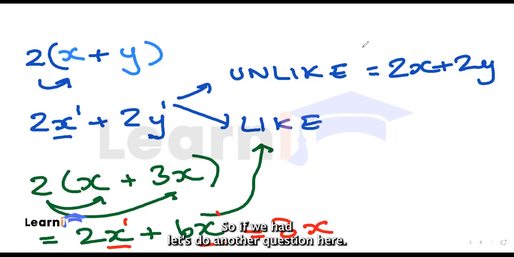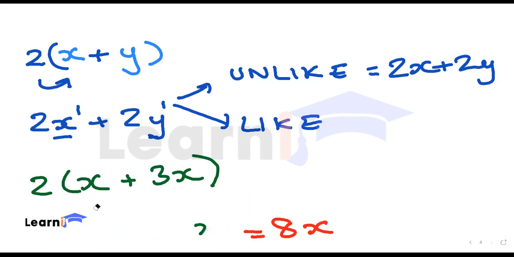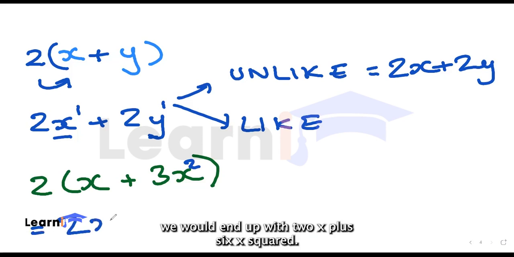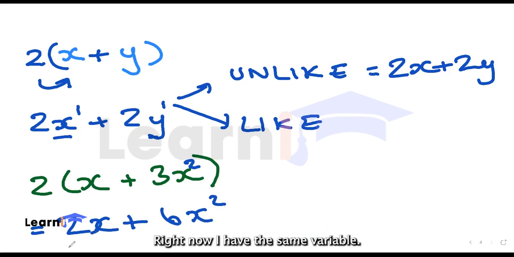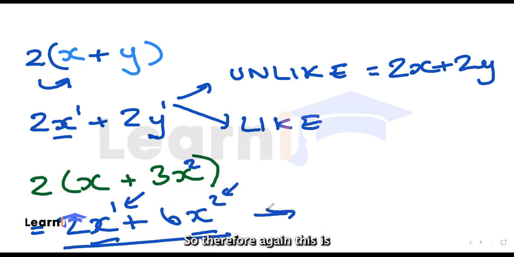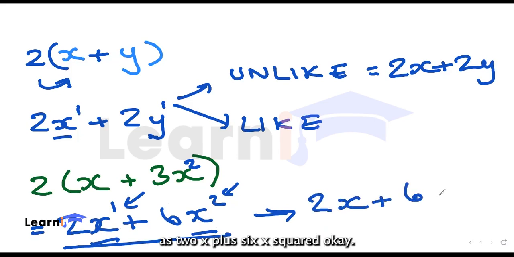Okay, so let's do another question here. Let's modify this a little bit. If we had x plus 3x squared, and we use the distributive law again, we would end up with 2x plus 6x squared. All right, now I have the same variable, but our exponents are not the same. So therefore, again, this is unlike and remains as 2x plus 6x squared.